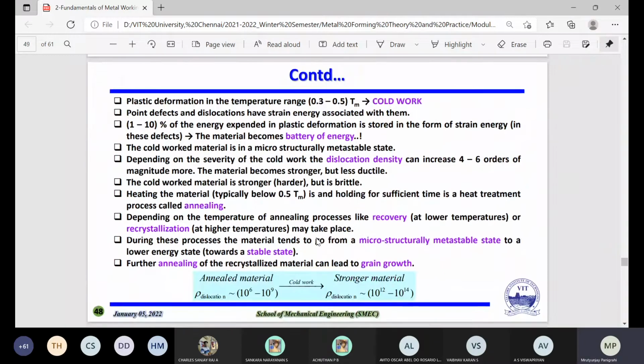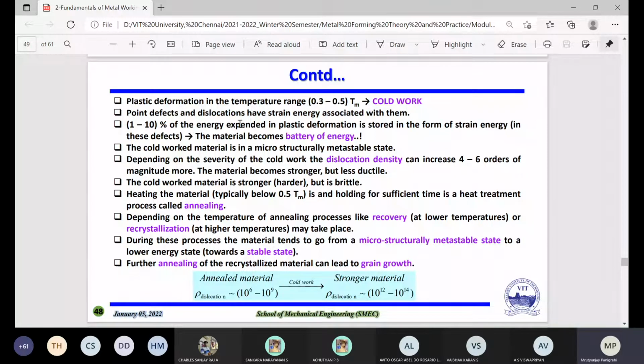So I put again in a different way the basic background of the heat treatment, what we are doing here. I mentioned some of the points because maybe you studied annealing a long time back, maybe in your first year. So I mentioned here the plastic deformation, the temperature range 0.3 to 0.5 of the melting temperature. Normally we call this cold working. We have already discussed it in the previous classes.